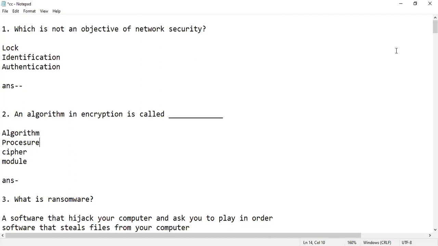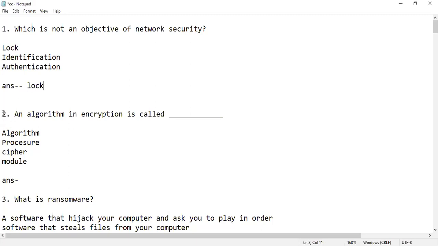The question is, which is not an objective of network security? What will be the answer? The answer for this question will be lock. A lock is not an objective of network security.